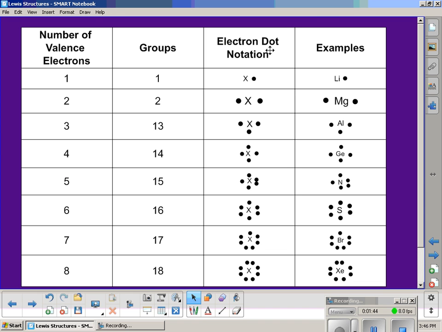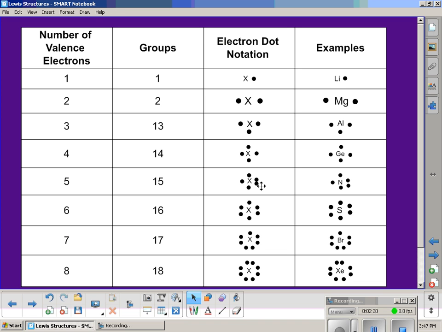In this column, electron dot notation, I've created a fictitious element X, we'll call it. And I've shown you how in group 1 you would put the element symbol and 1 dot next to it because it has 1 valence electron. Here's an actual example. Lithium is from group 1 and has 1 valence electron, so 1 dot. Here our element X has 2 dots because it has 2 valence electrons from group 2. So magnesium is an example of that, with 2 valence electrons. And you can see how they fill in as you go down the table.